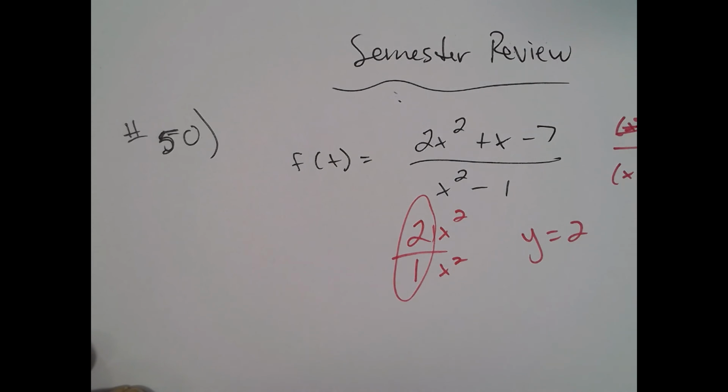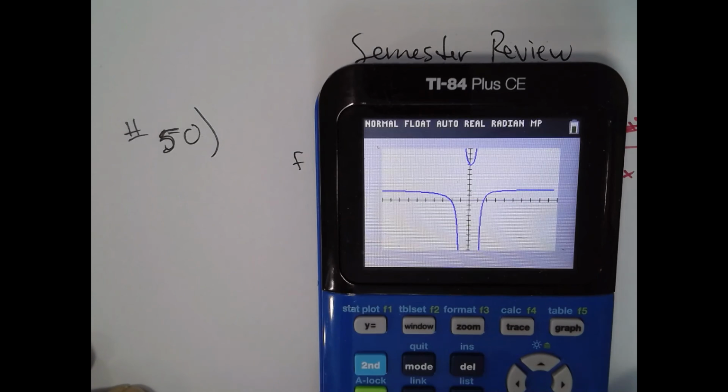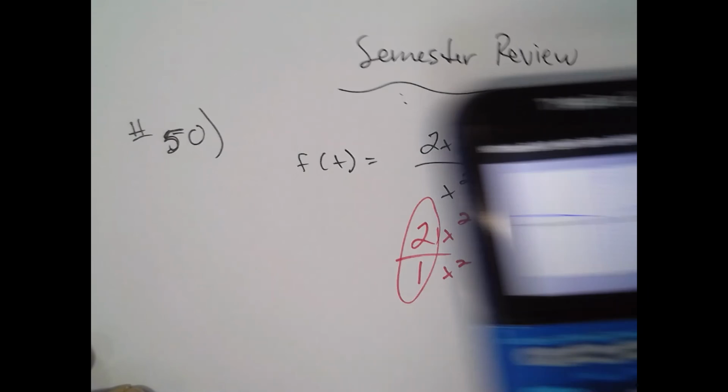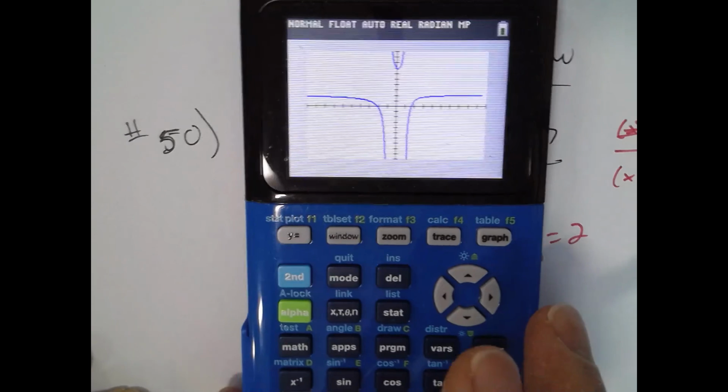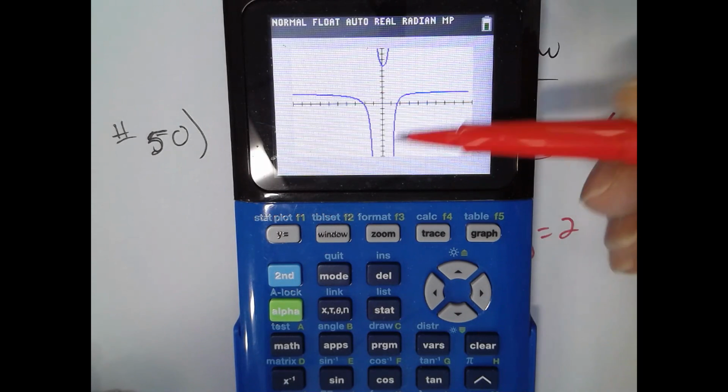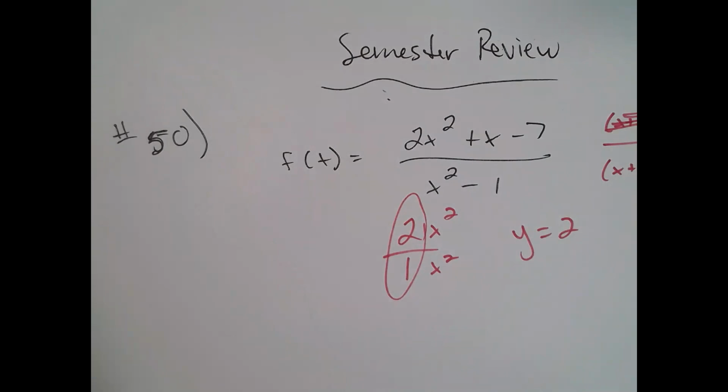If you look at the graph, here's my horizontal asymptote. You can see that it's approaching y equals 2. And the vertical, you can see that there's a vertical asymptote at -1 and 1. There's a little more information than the question even asked.